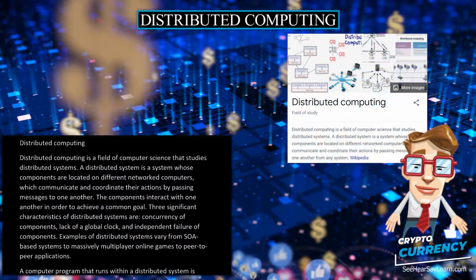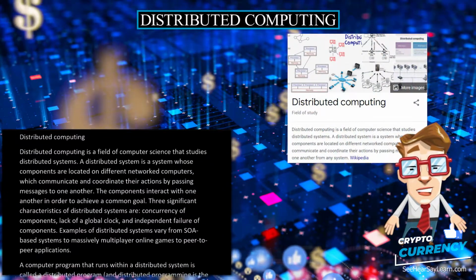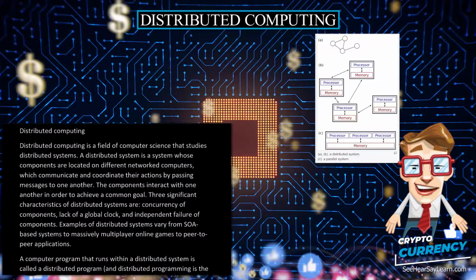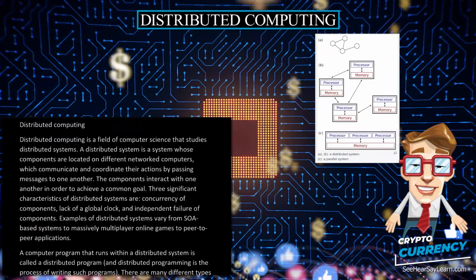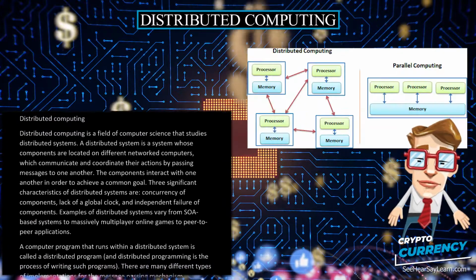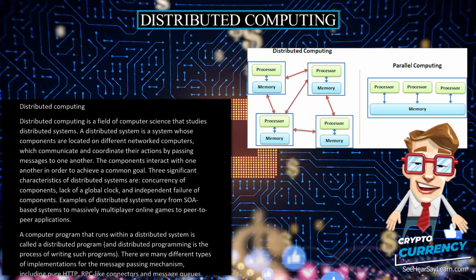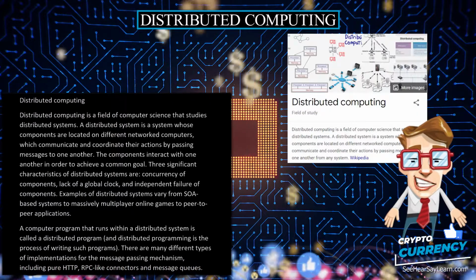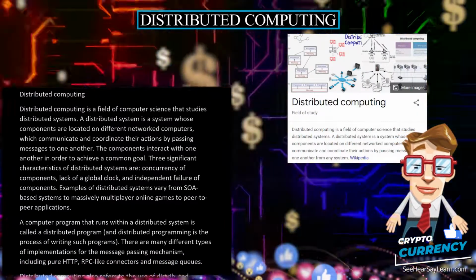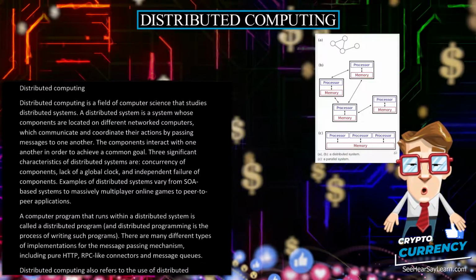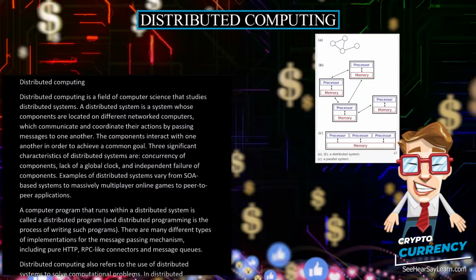Distributed computing. Distributed computing is a field of computer science that studies distributed systems. A distributed system is a system whose components are located on different networked computers, which communicate and coordinate their actions by passing messages to one another. The components interact with one another in order to achieve a common goal.